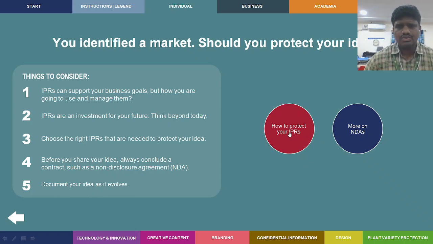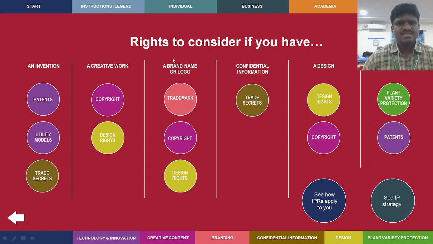So how to protect your IPRs? Very simple. See, these are the rights to consider if you want to give any protection to your idea or any product, okay, any trademark.